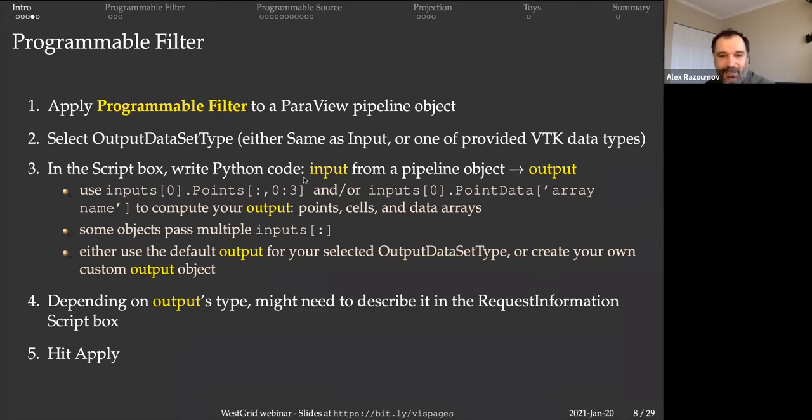In some cases, depending on the type of the output, you might need to fill in some code into the second box that is called the request information script box, and I'm going to show you several examples of this. And then you hit apply, and you create a new VTK object that you can visualize inside your visualization window in ParaView.